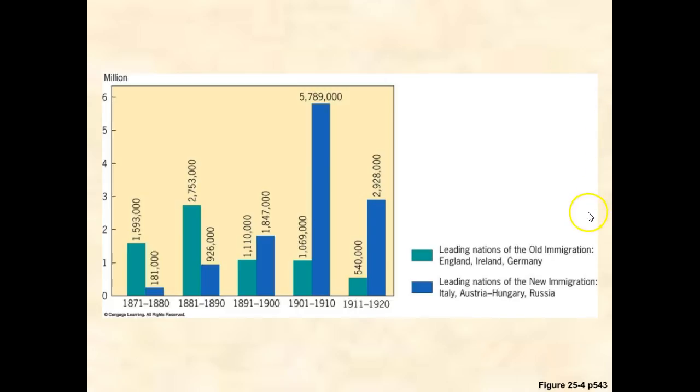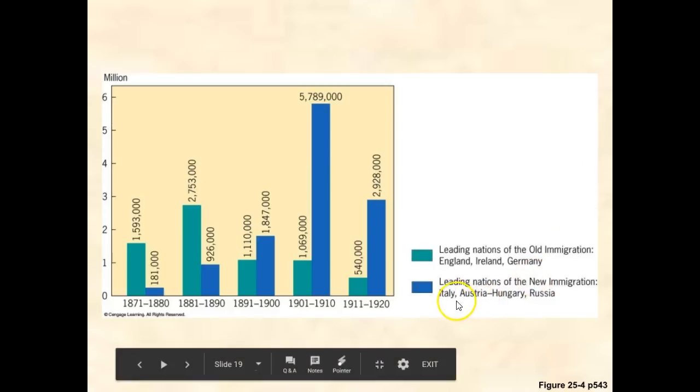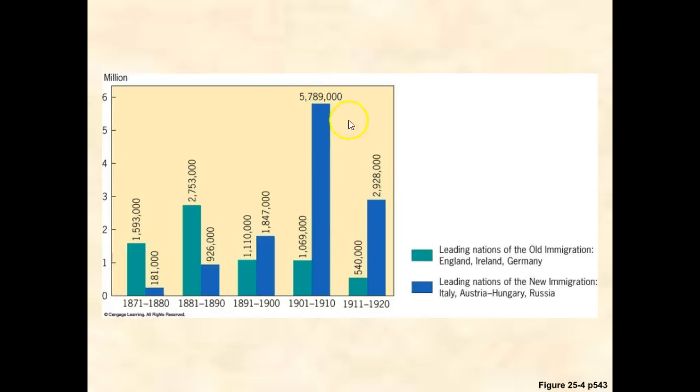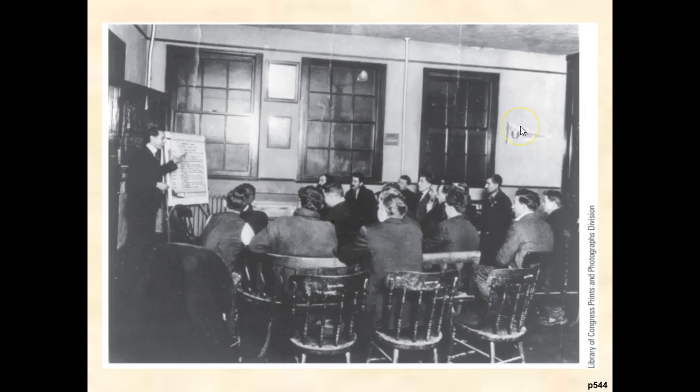We're going to see, though, that there's a rise of new immigration, and this new immigration is going to come from places like Italy, Austria-Hungary, Russia, Poland. You're going to have a wave of Jewish people who are coming over during this time period, and you can see their numbers become quite large as they start migrating into the country.